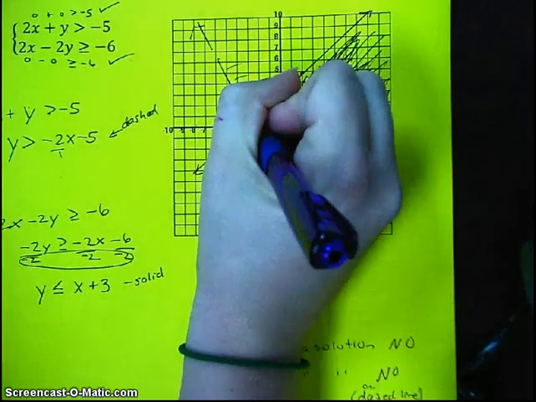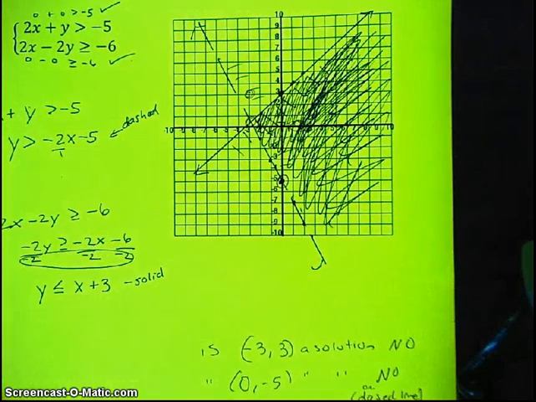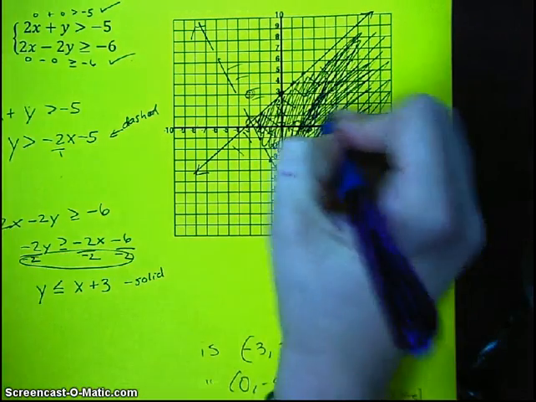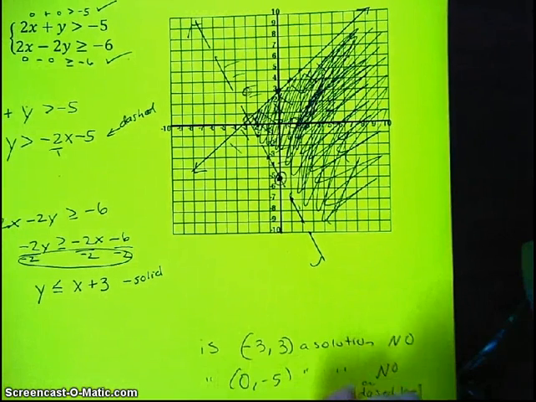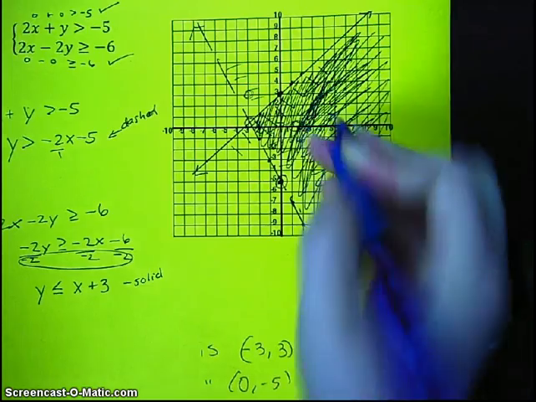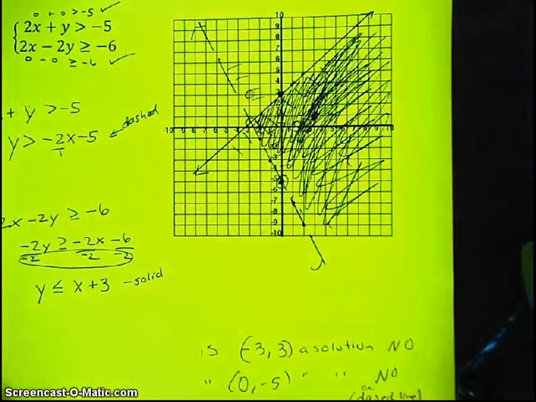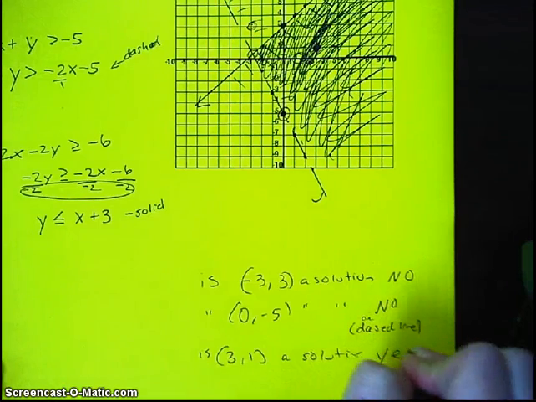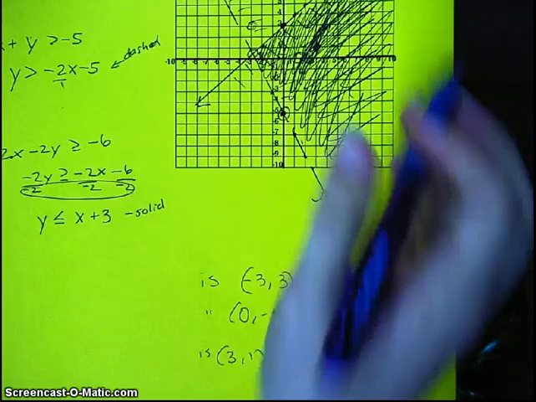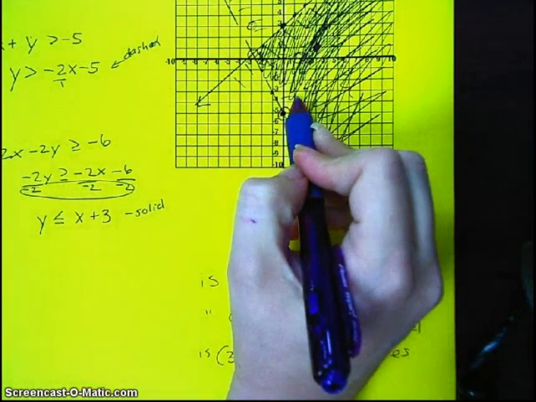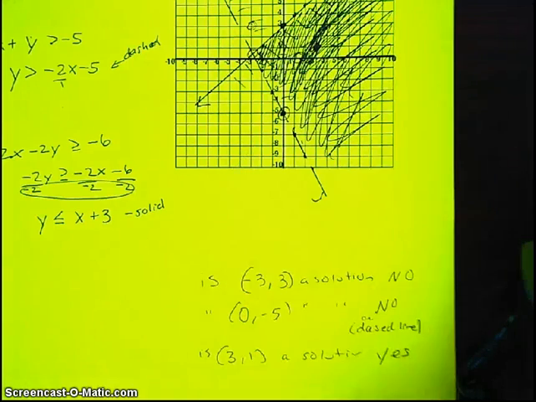Same thing here. If you look at that intersection point, because there's a dashed line there, that would not be a solution. But any point you choose in here, so if you choose 3, 1, is 3, 1 a solution? Well, 3, 1 is somewhere in here in this chaotic mess. It is in my shaded region, so most certainly, yes, it would be a solution. So that's what that shaded region means. Anything in there, whether it's near the line, far from the line, anything shaded or on a solid line is a solution.